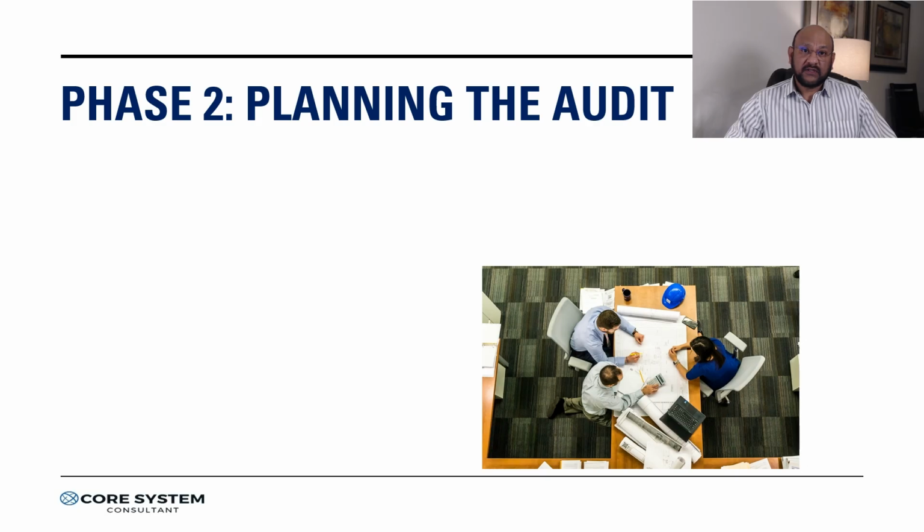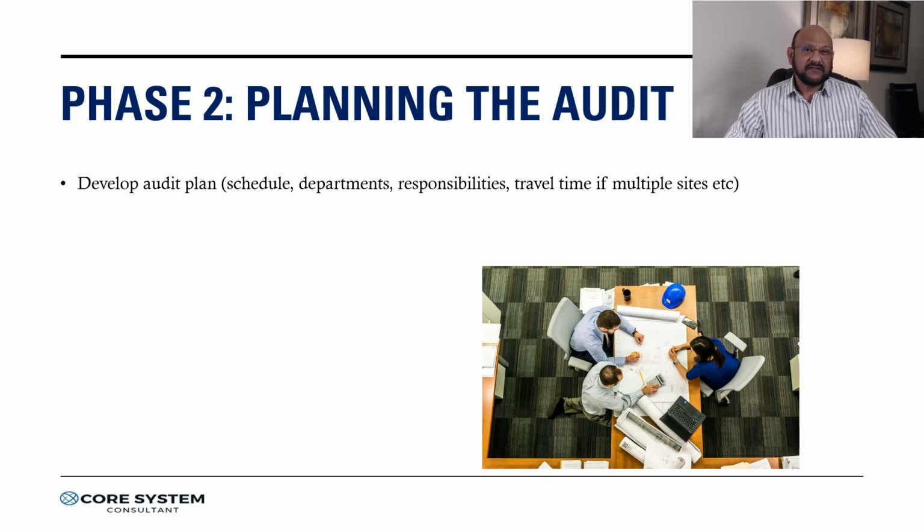Then the planning phase will start. And in the planning phase, the first thing that you do is the audit plan. This covers the departments that you will be auditing, the processes that you will be covering, which days you will be auditing, for how many days. And if there is any consideration for multiple sites, then you take into account the travel time as well. So you plan everything out. That is called that one particular audit plan.